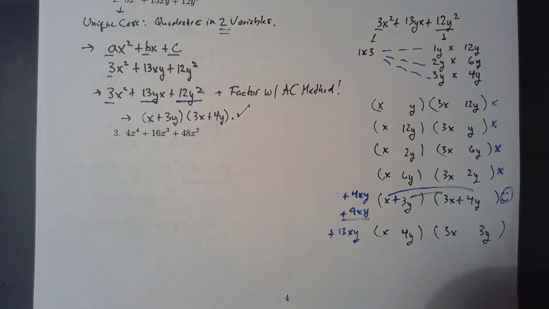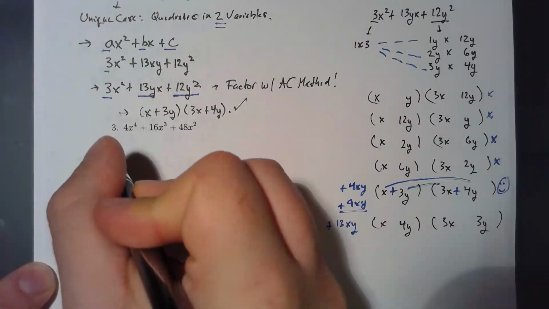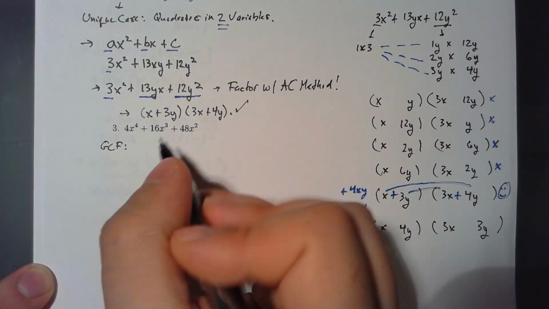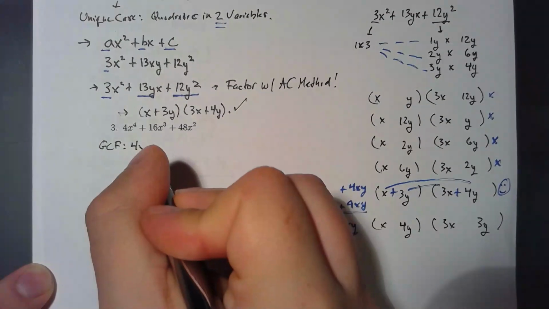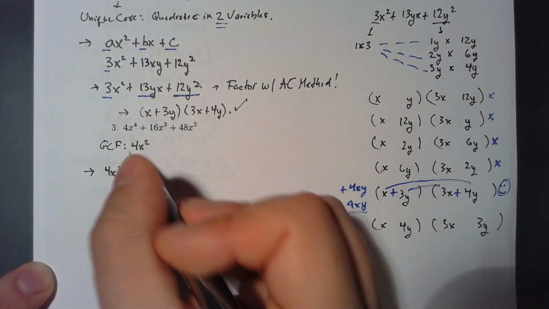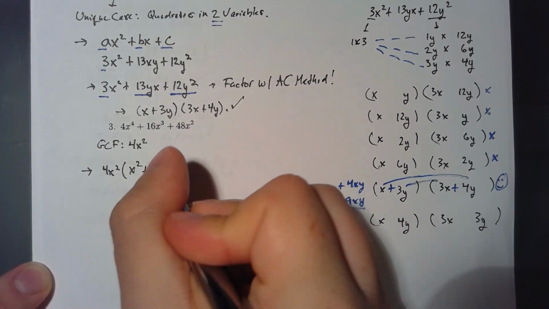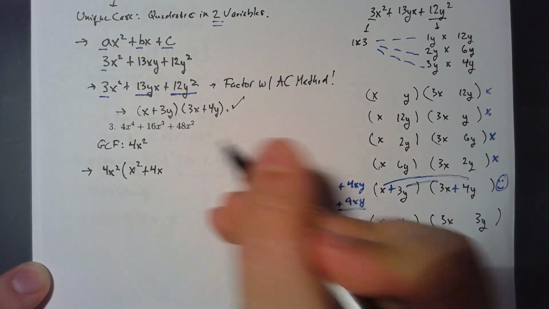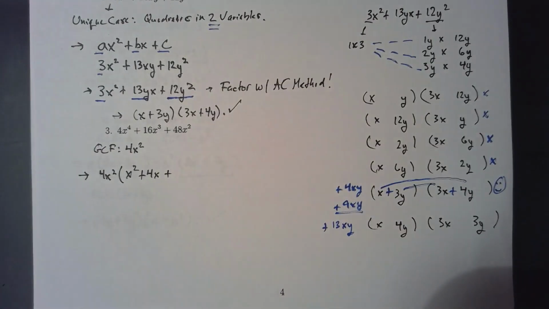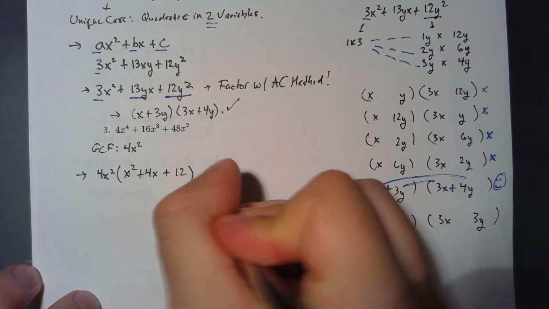So the last one right here, I'll go through this one really quickly. Again, first thing you should do is see if there's a GCF. And there is a GCF, it's 4. 4 goes into 16 and 48, and the highest power of x is squared. 4x squared out of there is going to be an x squared. 4x squared out of here is going to be plus 4x, right? 4 out of 48 is what? X squared out of x squared is 1.